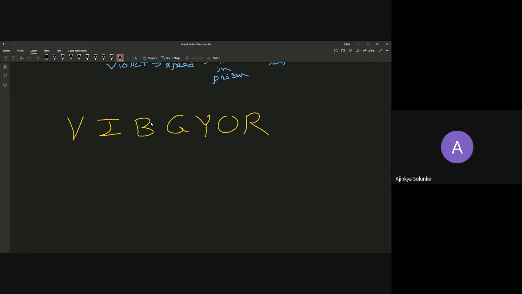Suppose we are traveling from red to violet. Which has maximum wavelength? Red, right? And the wavelength of violet is minimum. So if red has the maximum wavelength and violet has the minimum wavelength, when traveling from red to violet, will the speed increase or decrease?